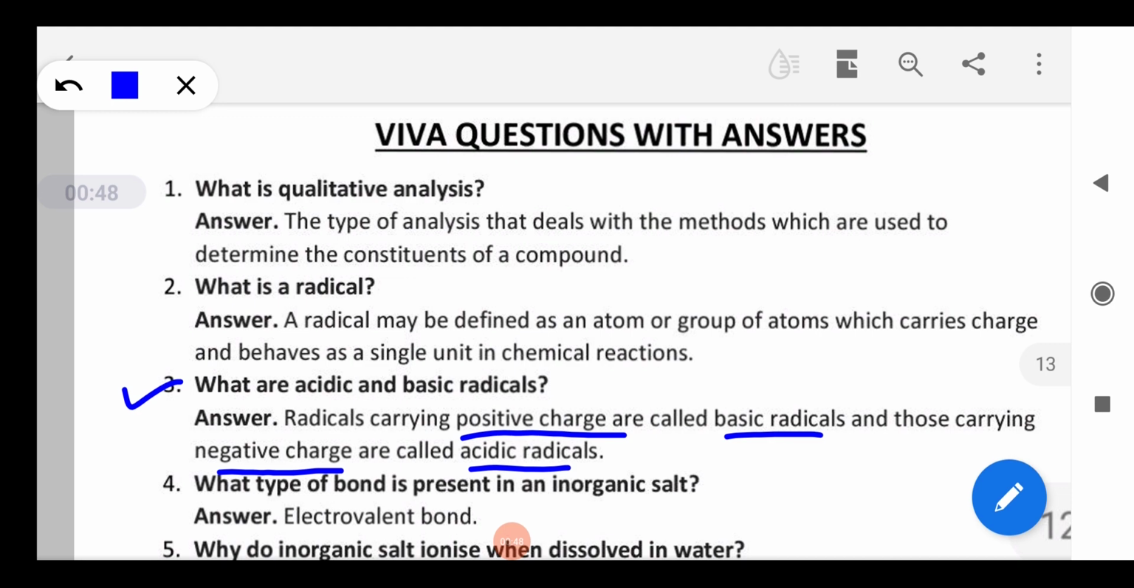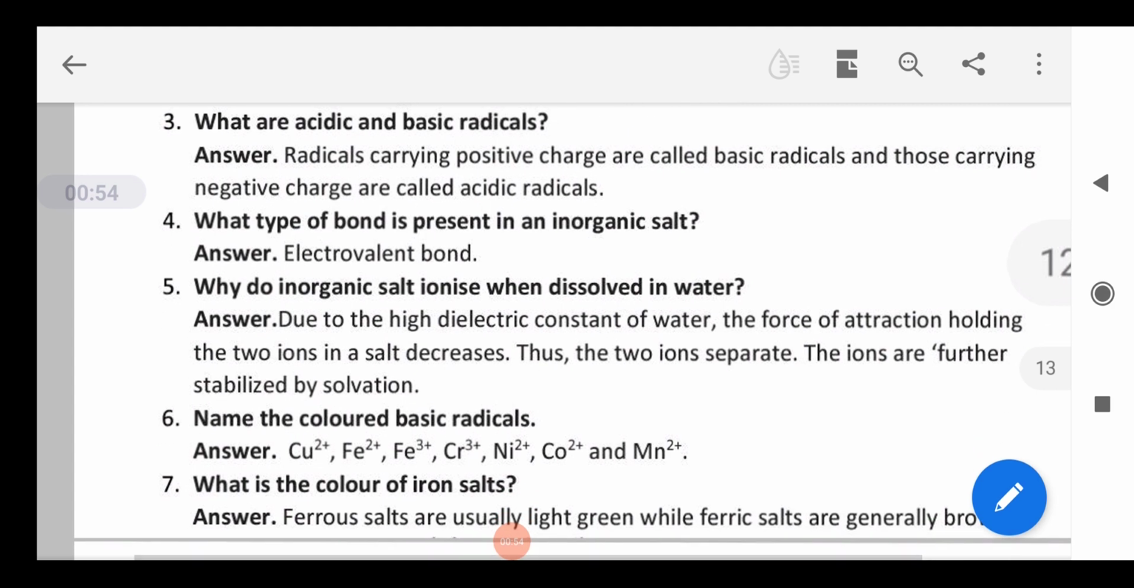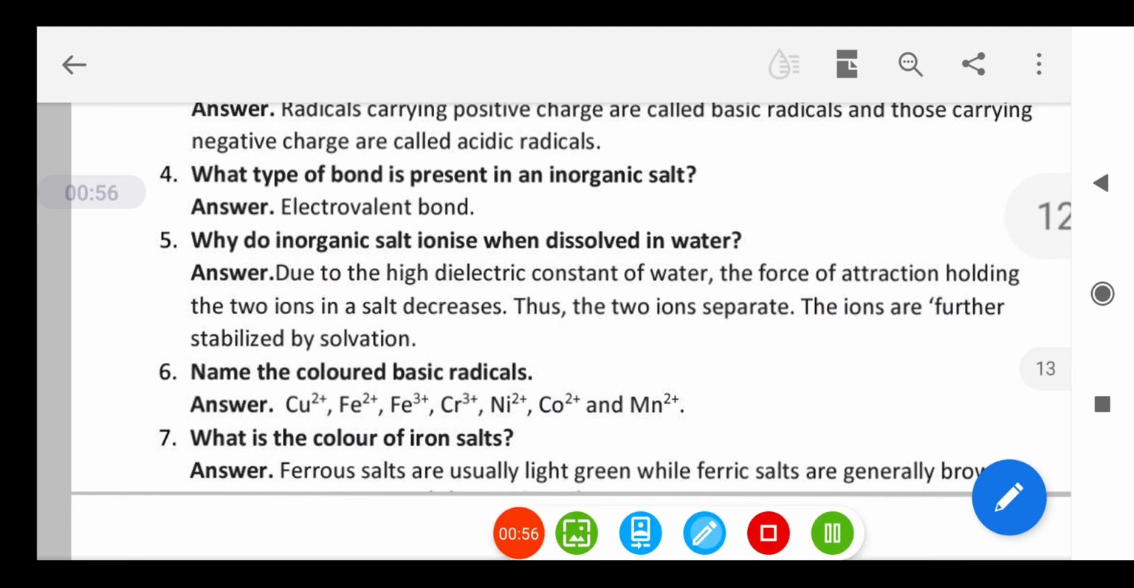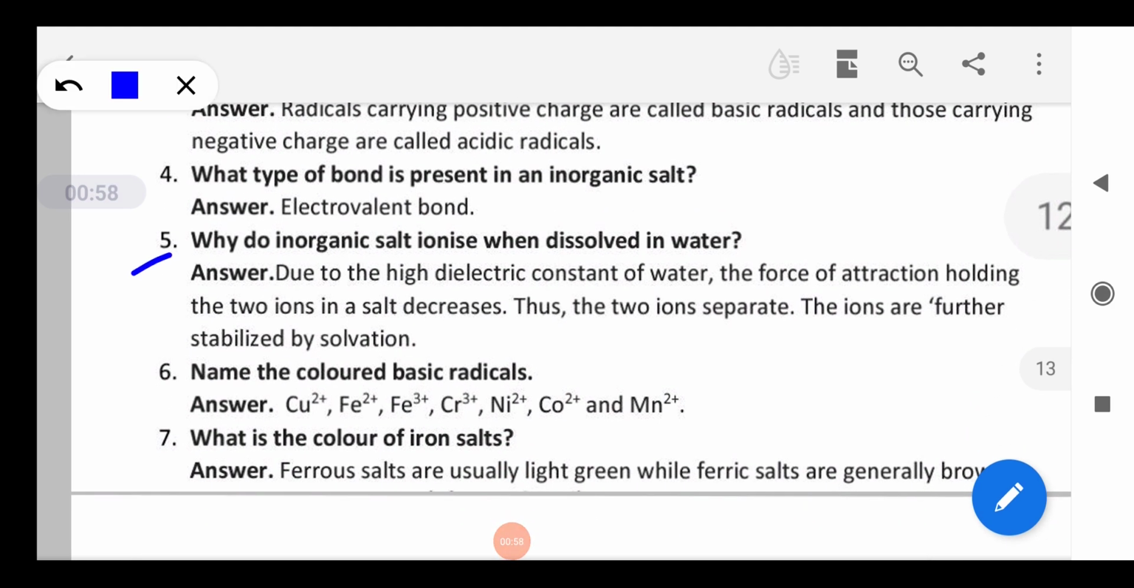Next question is, what type of bond is present in inorganic salt? And the answer is ionic bond, which is also called electrovalent bond. Why do inorganic salts ionize when dissolved in water? Inorganic salt ionizes in water because of the high dielectric constant of water.